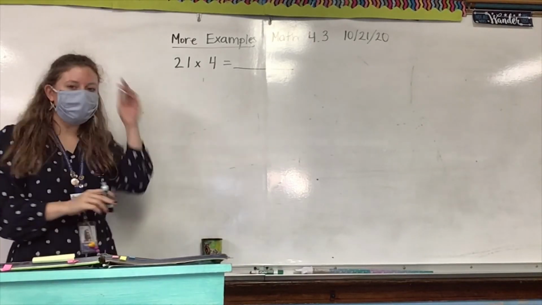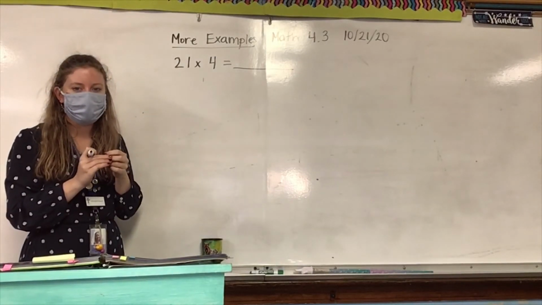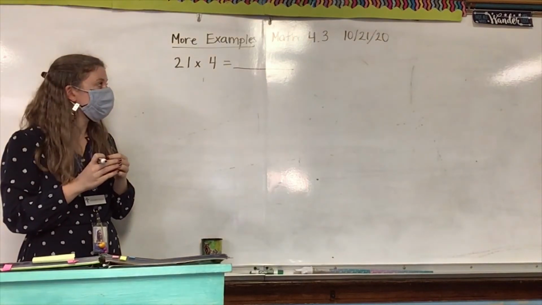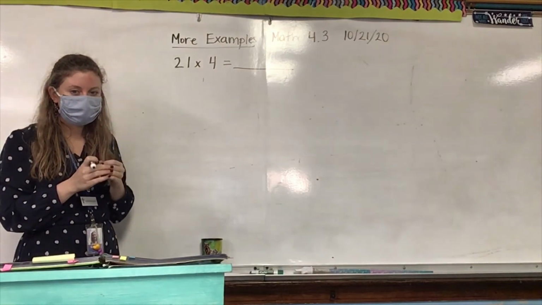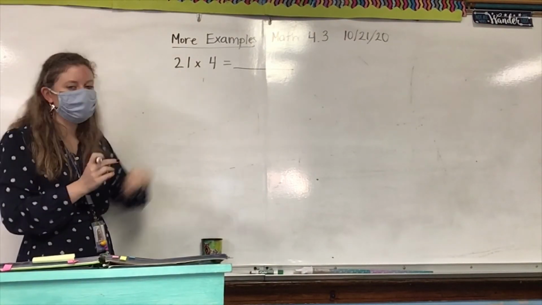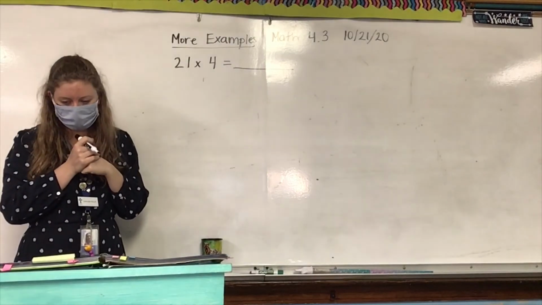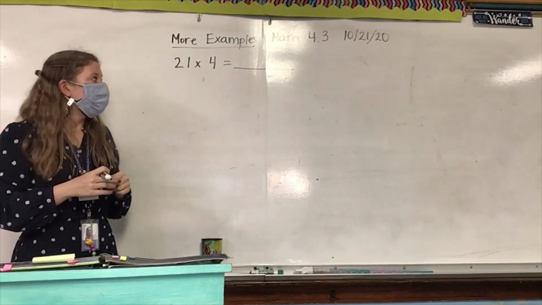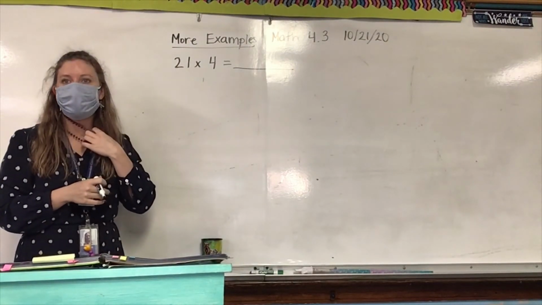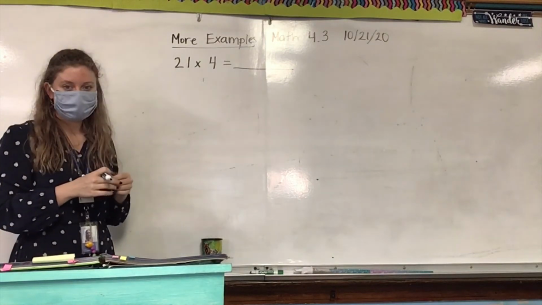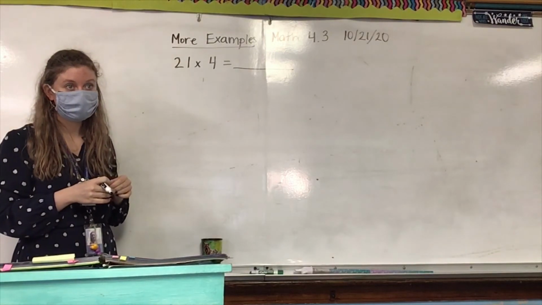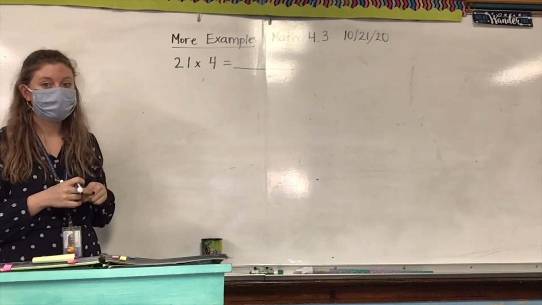Carla, I have 21 times 4. What is step 1? Model. 21 times 4. How do I do that? Do I model 21 with base 10 blocks, or do I model 4 with base 10 blocks? You do not model 4, so that means you model 21. How do I model 21 using base 10 blocks? You model the 2 with the 10 blocks and the 1 with the 1 block.